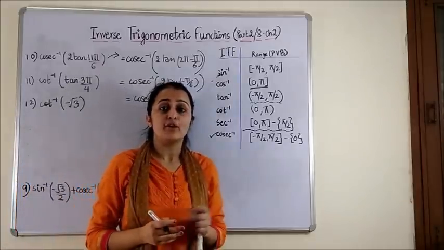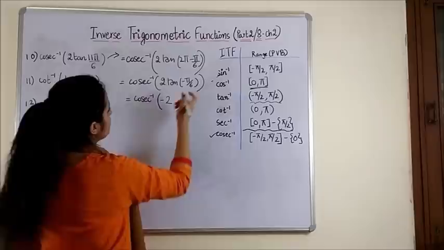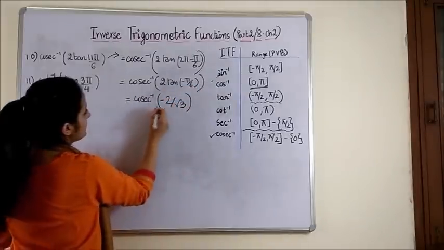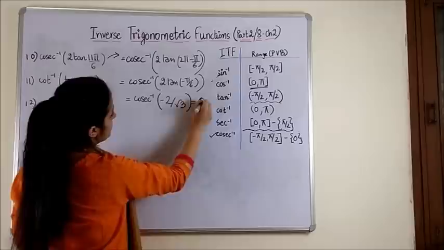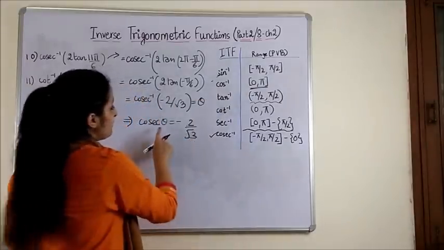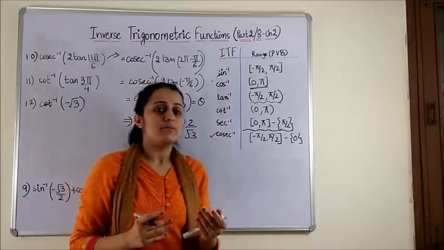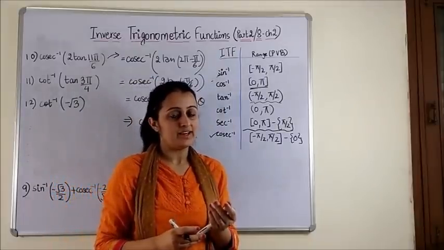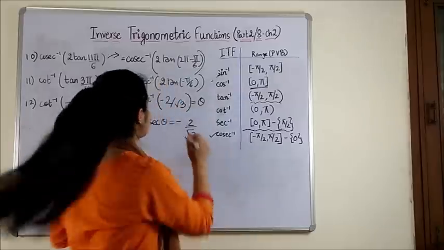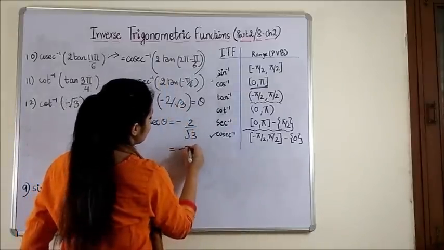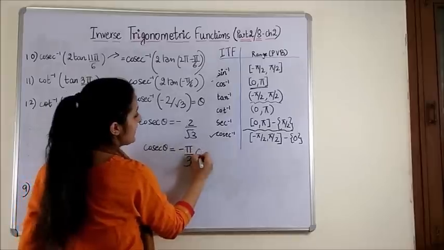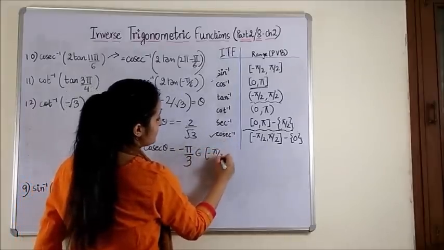What is your tan of 30 degrees? It's 1 by root 3. This would give us a negative answer. Now, you have to solve for this. You could assume it to be theta. Secant theta becomes minus 2 upon root 3, which is like taking sine theta to be minus root 3 by 2. You get the answer at 60 degrees. No, wait. Minus 60 degrees. So this one gives us the answer minus pi by 3, which once again lies in the principal value branch.